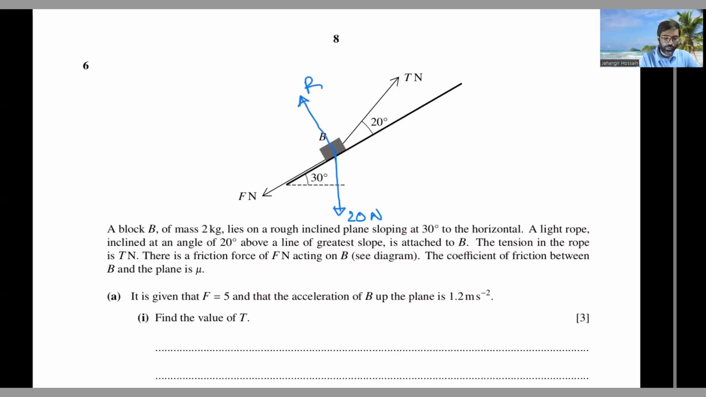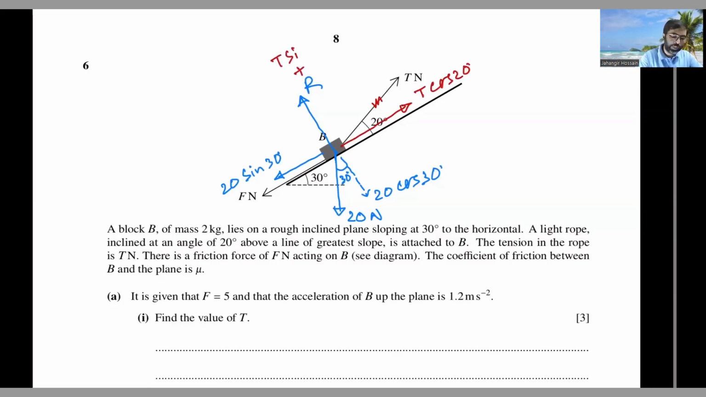So if you resolve weight normal to the plane, it is 20 cos 30 because the vertical makes an angle of 30 degrees with the normal. So component of weight along the plane, down the plane, it is 20 sin 30. Now resolve T, it has a component along the plane up, T cos 20, and normal to the plane upward, T sin 20.